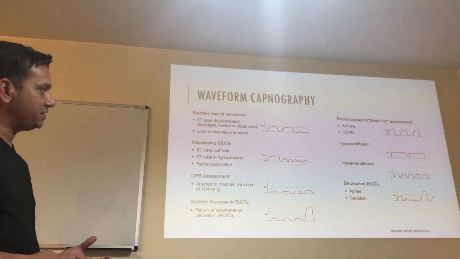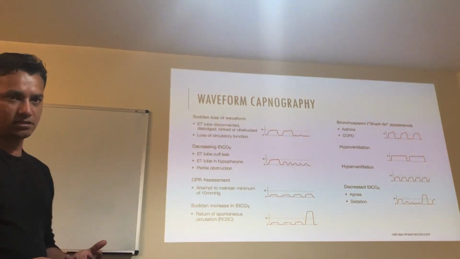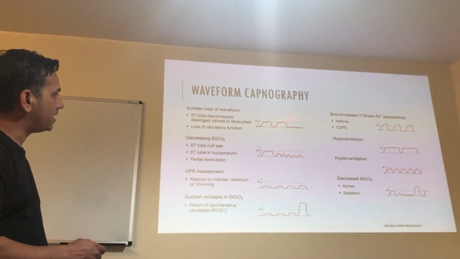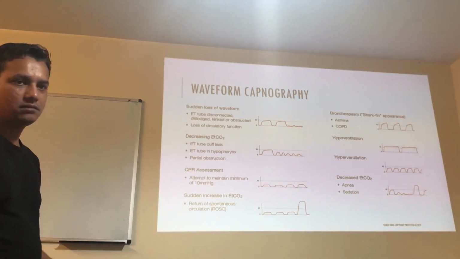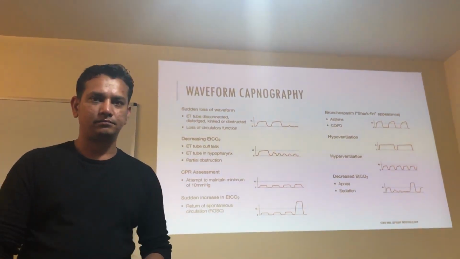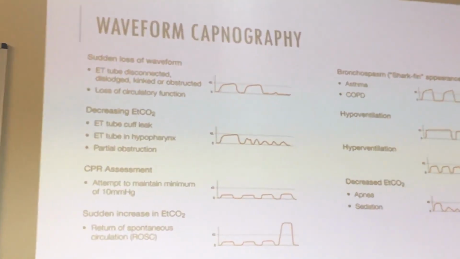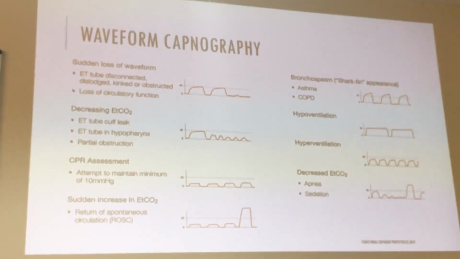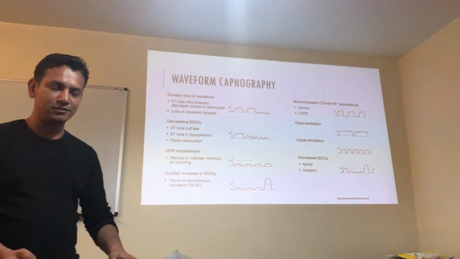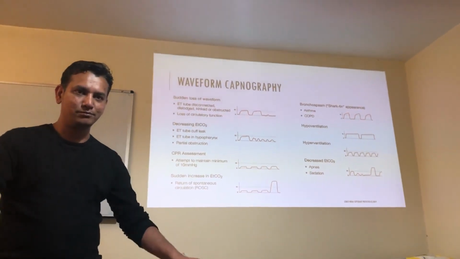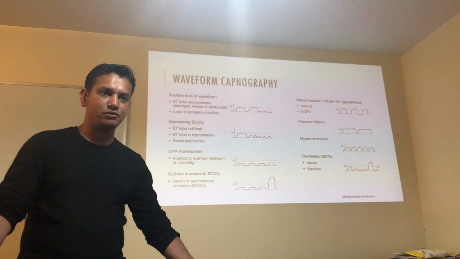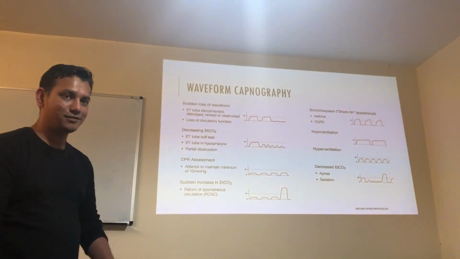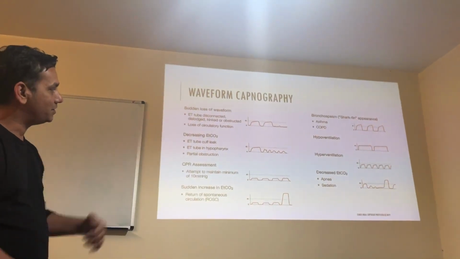Waveform capnography changes when the patient situation changes. Now this was a nice square, and suddenly I see a straight line. What has happened? One of the DOPE: displacement, obstruction, pneumothorax, equipment failure, disconnection of the tube. Or the patient is not breathing. This is usually seen when you have given some sedation and then suddenly the patient doesn't breathe.